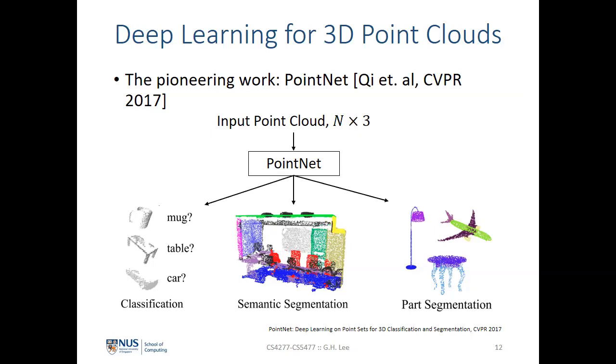So this is a pioneering work, and what it does is that it takes in an N by 3 point cloud, and then it inputs it into the PointNet, and it does three things: classification. Given any point cloud of an object, it's able to tell you the semantic class of that object. It's also able to do semantic segmentation of a scene, where each color represents a semantic class of the scene. And it's also able to do part segmentation. This means that given this model of an aeroplane, for example, it's able to tell you where the wings are, where the body is, and where the tails are for the 3D point cloud.